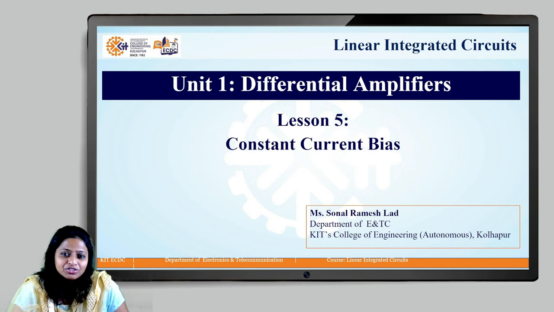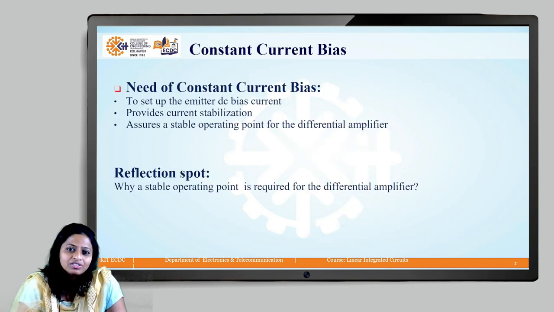We have started with the discussion of dual input balanced output differential amplifiers. So far we have gone through the AC and DC analysis of the dual input balanced output differential amplifier. Now let us start the discussion about the constant current bias. So what is the necessity of the constant current bias?